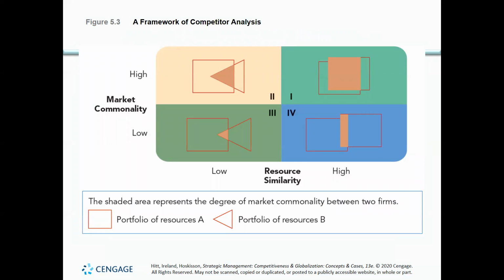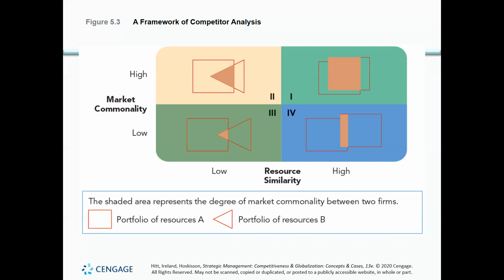So to look at this framework, we can identify in a quadrant whether any two firms have high or low market commonality and high or low resource similarity. If you look at two firms that are extremely similar, if you were to take Wendy's and Burger King, their market commonality is extremely high. Their resources are also very similar. We would put them up in quadrant 1.